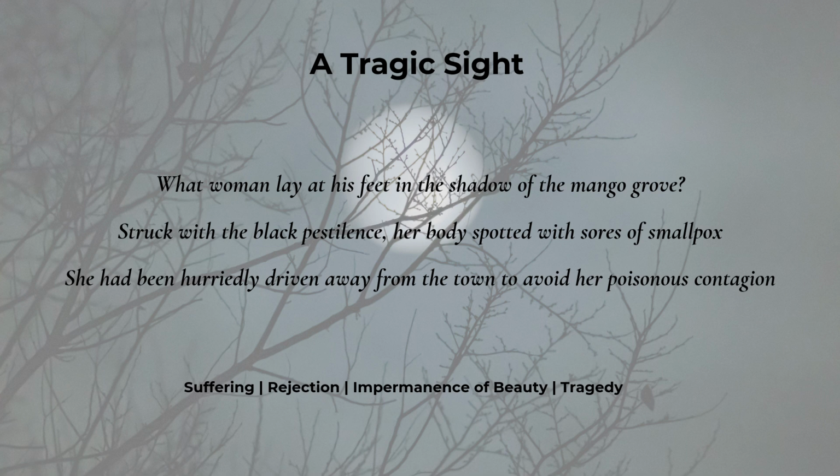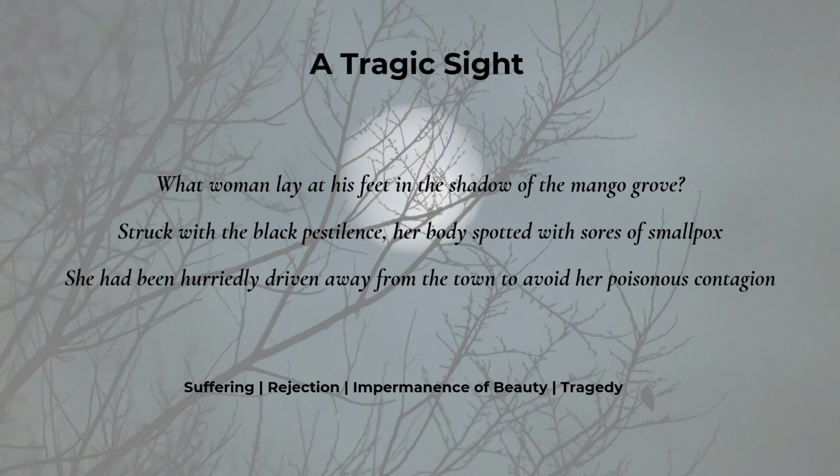She had been hurriedly driven away from the town to avoid her poisonous contagion. She had been hurriedly driven away from the town, meaning the people expelled her quickly from the city. The citizens feared her disease, showed no compassion, and rejected her when she became sick. To avoid her poisonous contagion, meaning people feared catching the disease from her. So, a simple meaning would be: people had quickly forced her out of the town because they were afraid that her disease would spread to others.